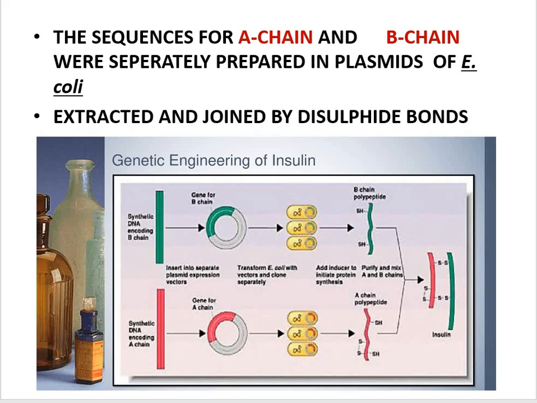Thus, we can see how the production of insulin in bacteria using biotechnological methods has been a very effective method in the treatment of conditions like diabetes mellitus.